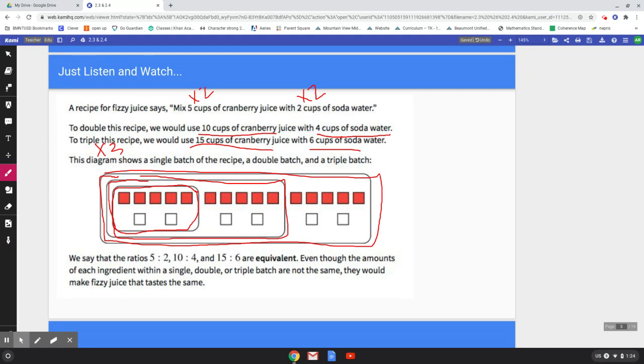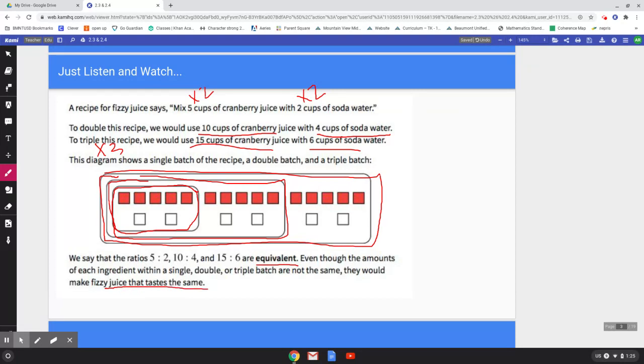So how this relates to everything that we've been doing is this word here, equivalent. It says, we say that the ratio 5 to 2, 10 to 4, and 15 to 6 are equivalent. Even though the amounts of each ingredient within a single, double, or triple batch are not the same, they would make a juice that tastes the same.